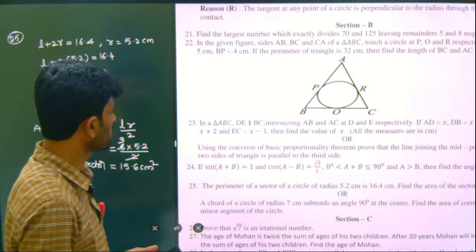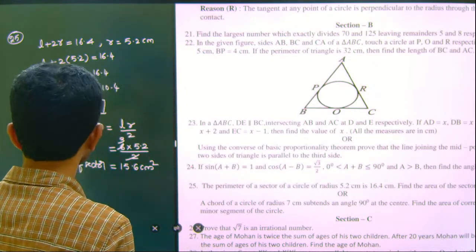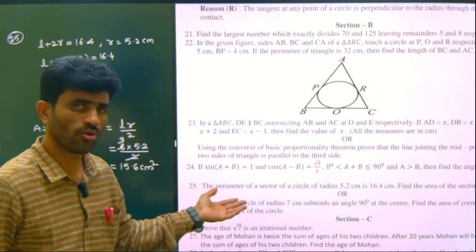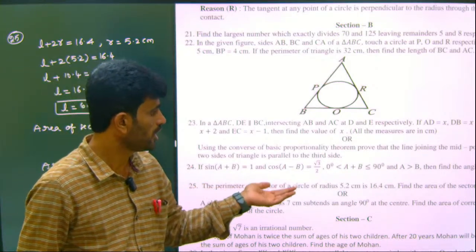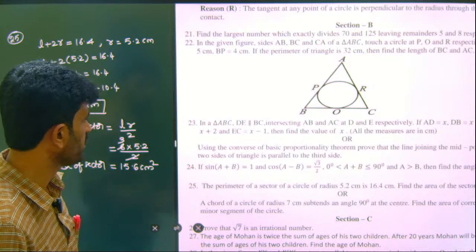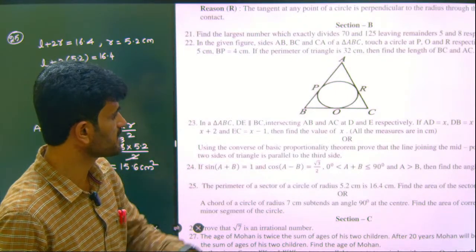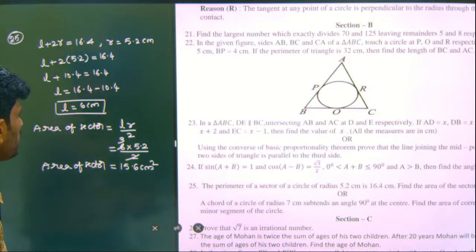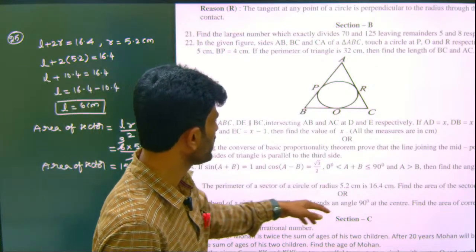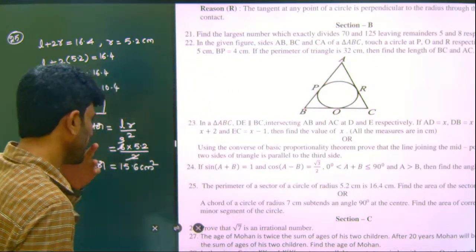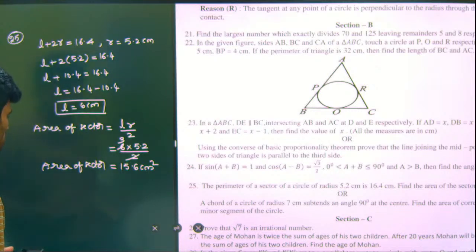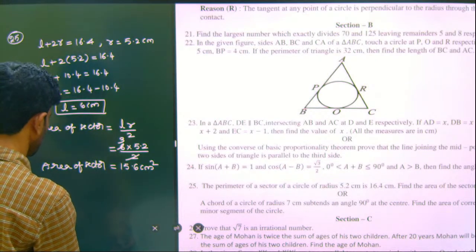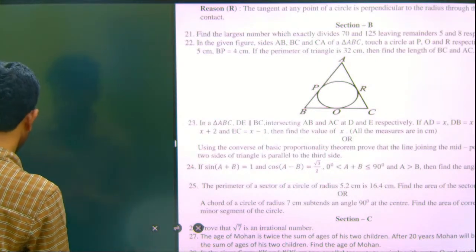Area of sector, question number 25. Suppose you do not know the first one, how to find the length and radius of a sector when it is given, or the perimeter of a sector and radius when it is given, or the area of a sector. One more question is given, that is to find the area of the minor segment of the circle. So there, how can we follow? Remember all of you, how to find the area of a minor segment?